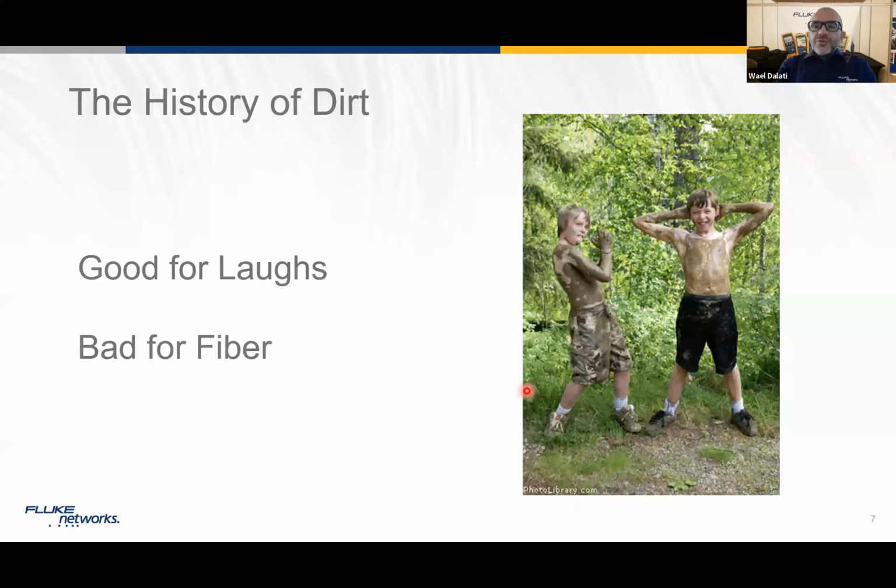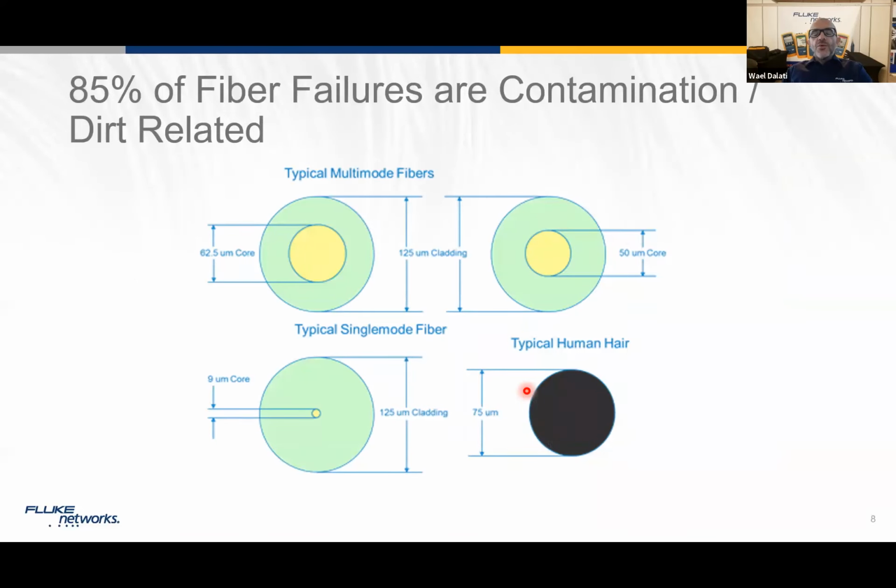So dirt has been always around us. For some of us, dirt is fun to play. For those kids, yeah, they will always love to play with dirt and mud and stuff, but it's for fun, yes, but not for fiber, because dirt is a very big cause of a bad connection or bad links in our fiber. Why of that? Because statistically, 85% of the fiber failures are coming from contamination.